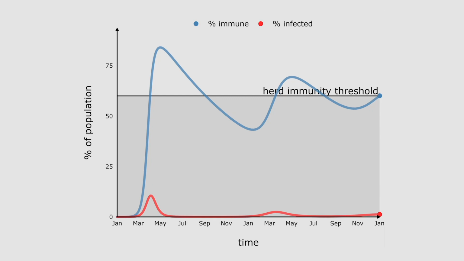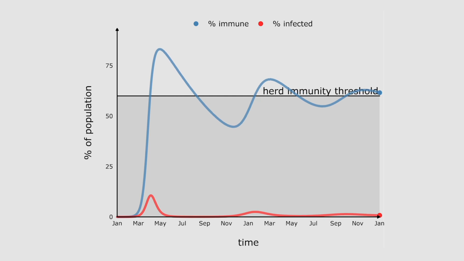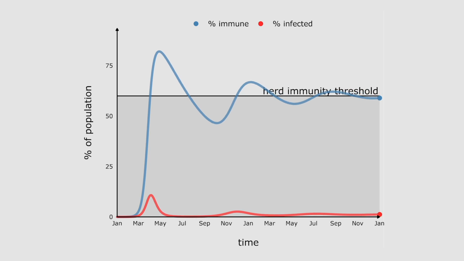Further waves will occur when the proportion immune falls below the herd immunity threshold again. But the gaps will get smaller and smaller and the waves will get smaller and smaller until they sort of flatten out at an endemic equilibrium.